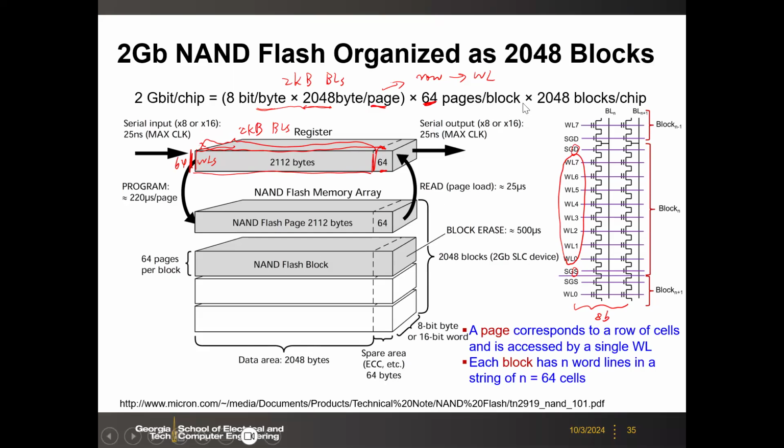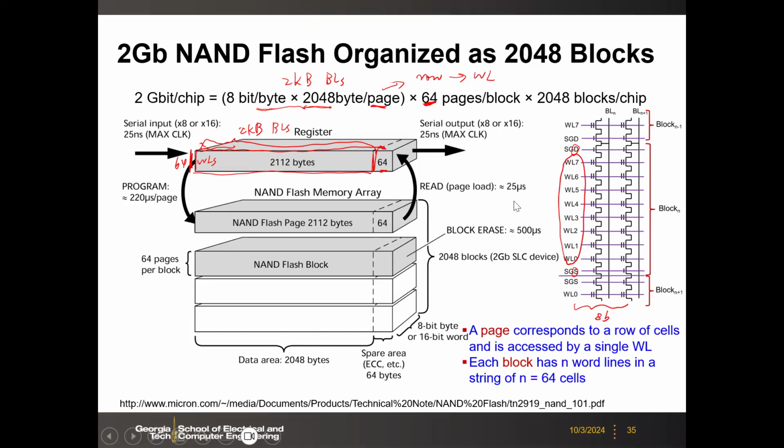And here, you may have many of those blocks for one chip. So in this example, this 2 gigabits, which is like an older generation, you may have like 2,000 blocks. So in total, you have 2 gigabits per chip.